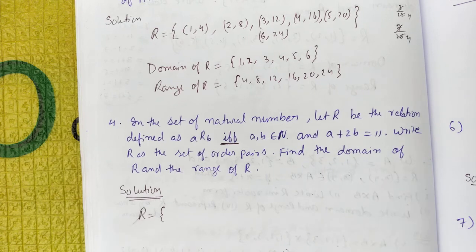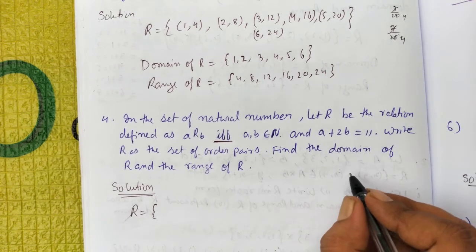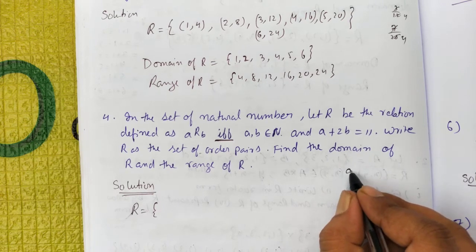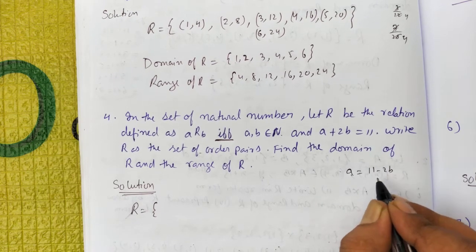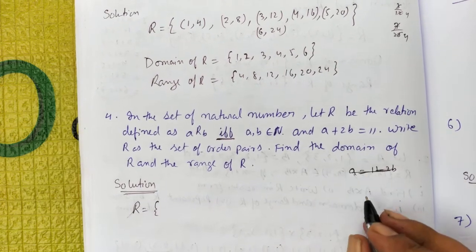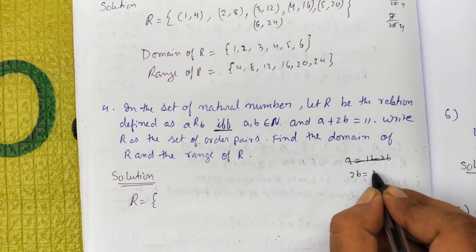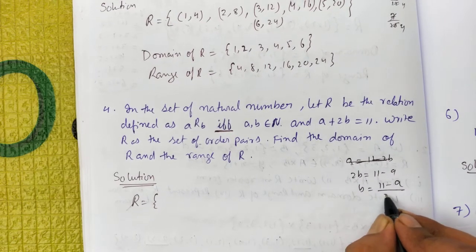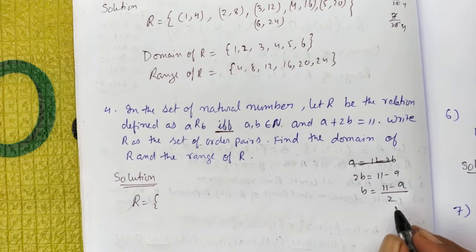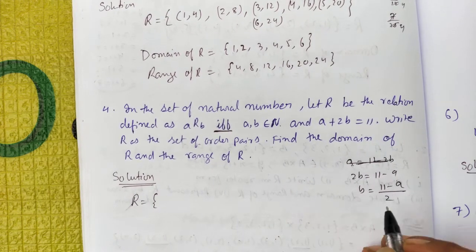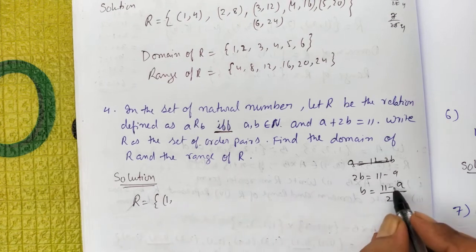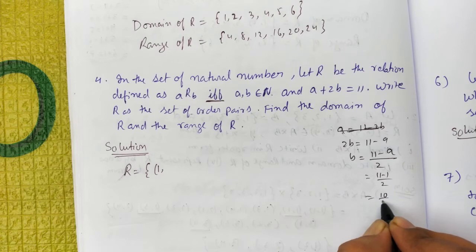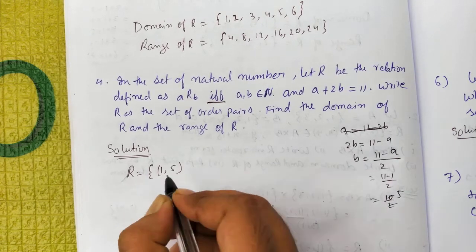Using this relation, okay? So I'll just write A equal to 11 minus 2B, or we'll just try to find out B. 2B equal to 11 minus A, so B is (11 minus A) by 2. Natural numbers start from 1. If I put 1, what will I get? 11 minus 1 by 2, that is 10 by 2, 5. I get 5.